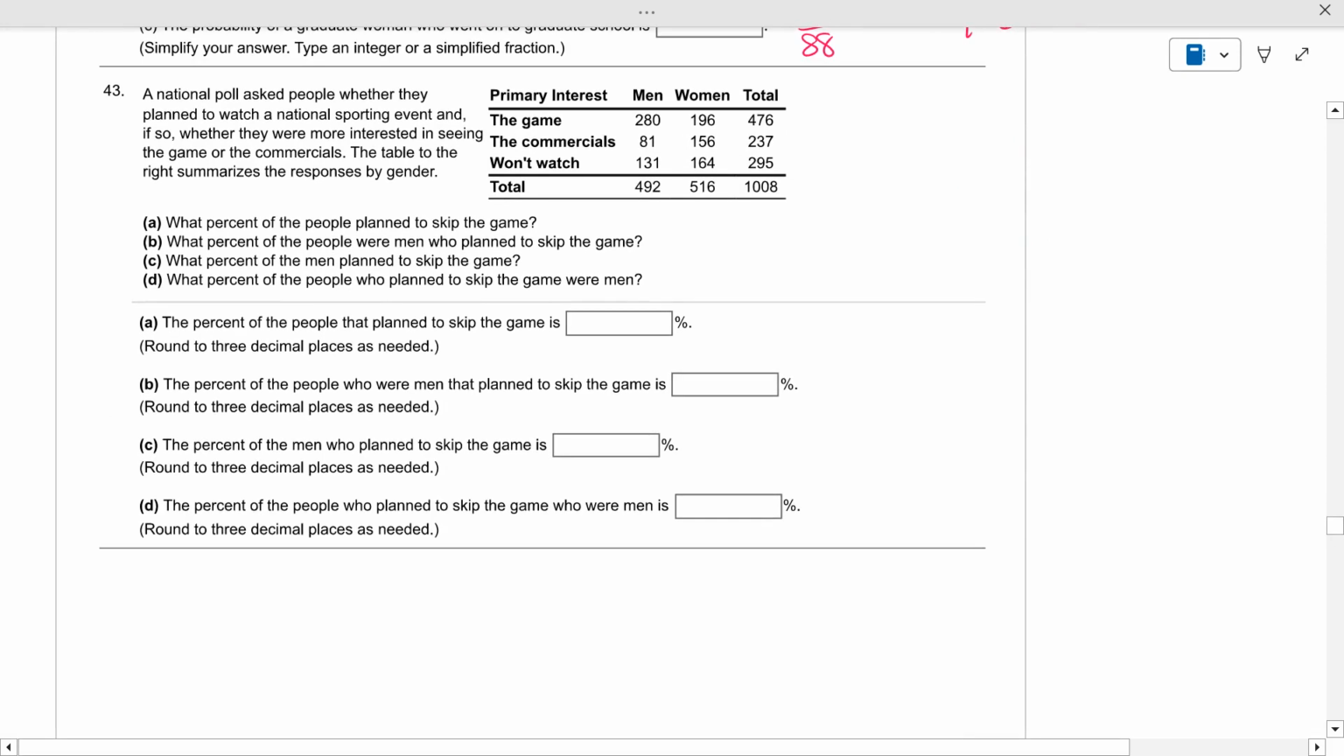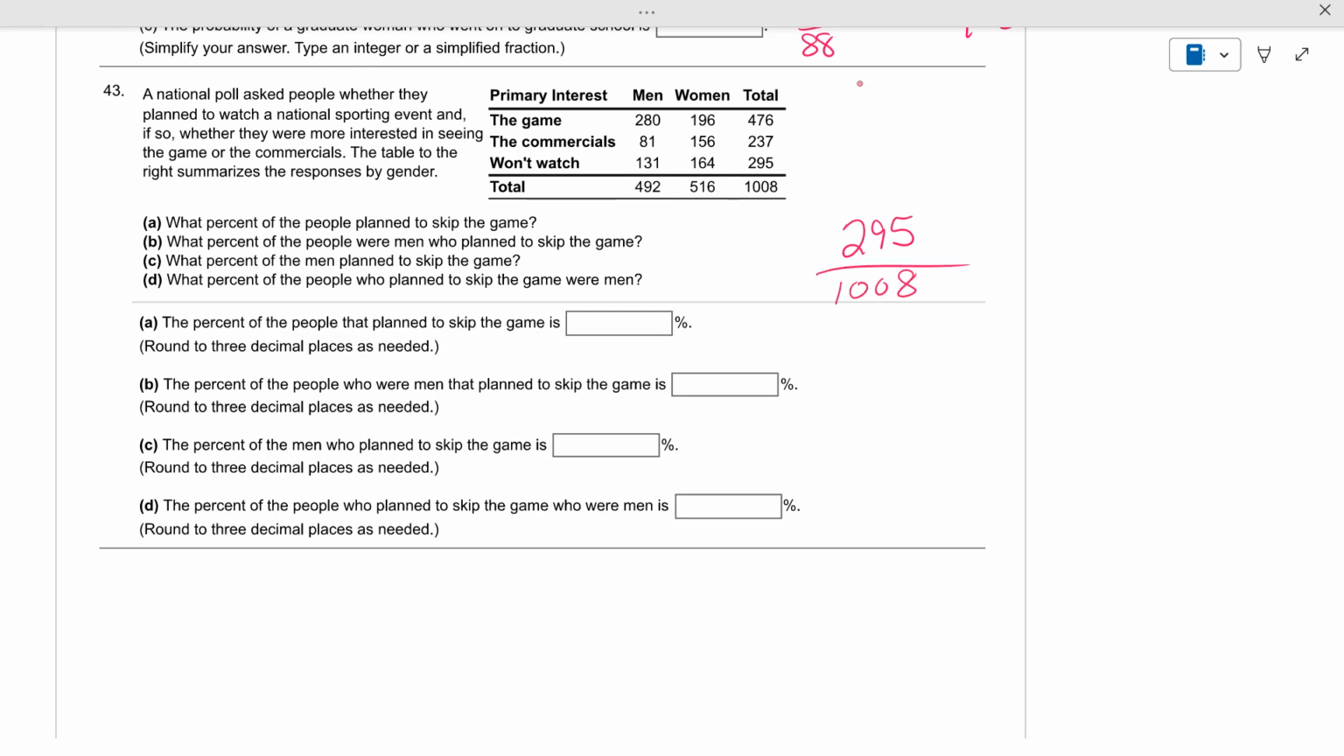All right. A national poll asked whether people plan to watch a national sporting event. What's the percent of the people who plan to skip the game? 295 plan to skip the game out of the total number of people of 1,008. Give me that percent to 3 decimal places, please. 295 divided by 1,008 is 29.266. Okay, sounds good to me.